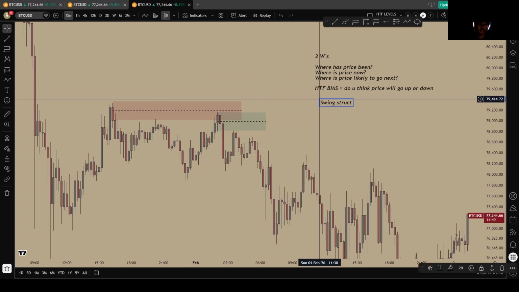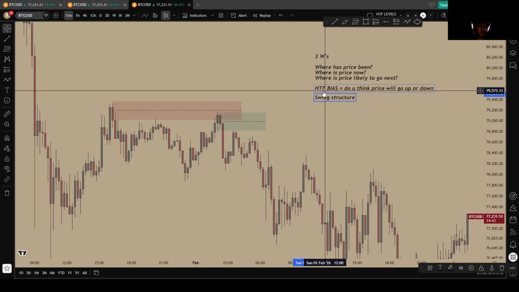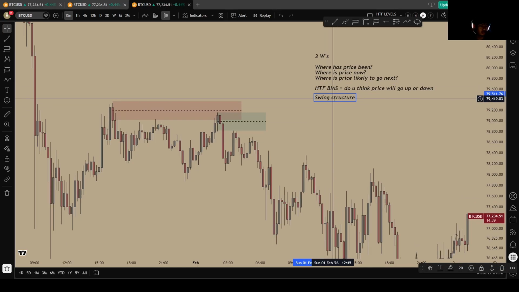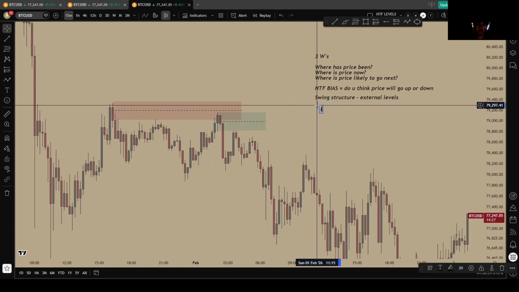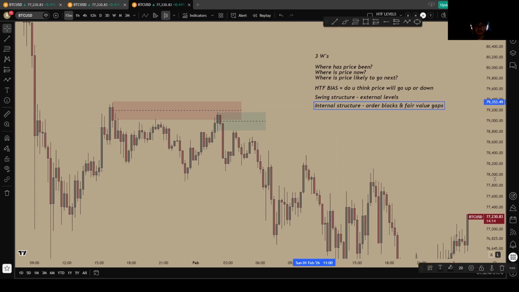Swing structure. I don't know if you know what swing structure is. It's not too complicated. In order to even take a trade, you should understand swing structure because it ties into internal structure. Swing structure is the external levels, and then the last part is going to be internal structure. This is going to tie into order blocks and fair value gaps. So anyways, when you're taking a trade, you should be able to go through all of these, 3, 4, 5, 6 of these things, right?